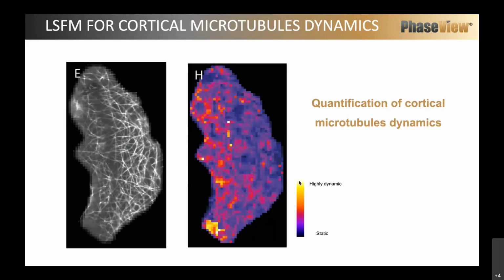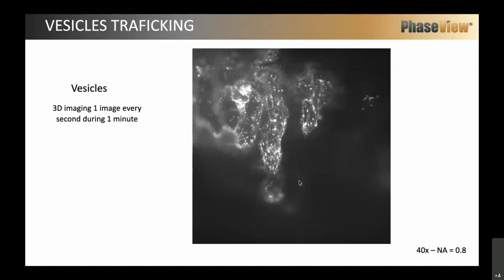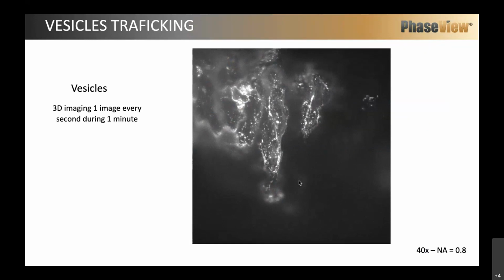Just in order to show you another kind of labeling, we did some imaging of vesicles, and here it's 3D imaging, so it's a projection of the signal, but it's one stack, and so it's one image every second during 1 minute. And so we can follow the vesicles over time. So it can be really interesting if you need to follow some vesicles. And so the temporal resolution is really high.